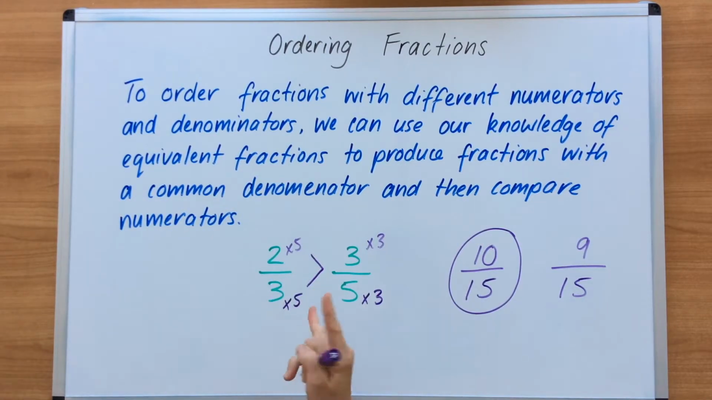If these fractions were around the other way, the symbol would be facing the other way, saying that 3/5 is less than 2/3. So, in order for you to have the greater than symbol in this situation, the fraction at the beginning must be bigger or greater in value than the second one.